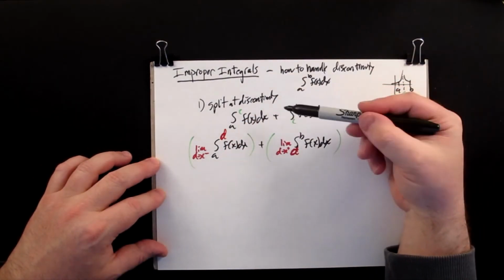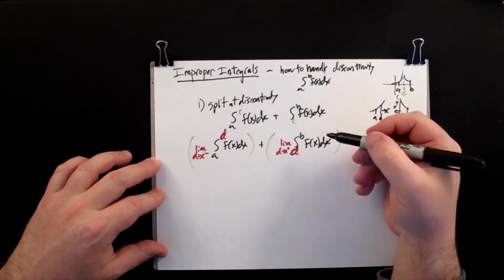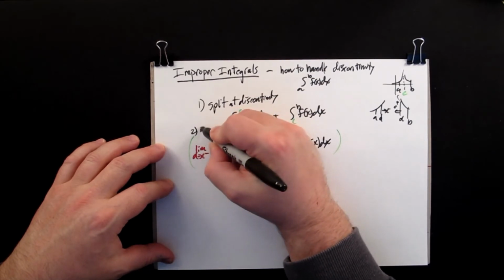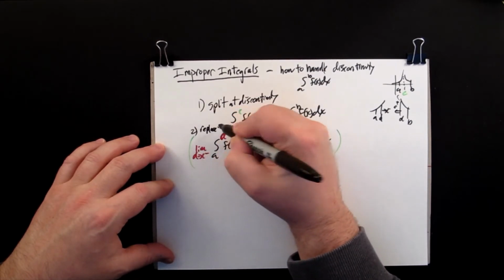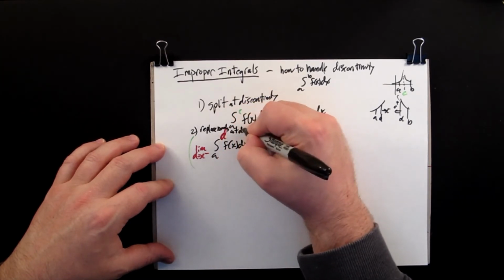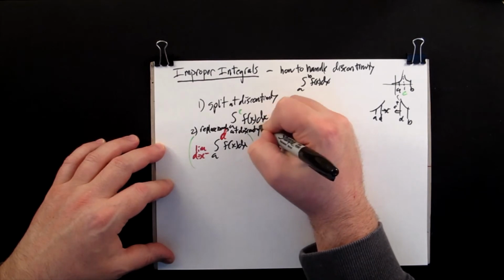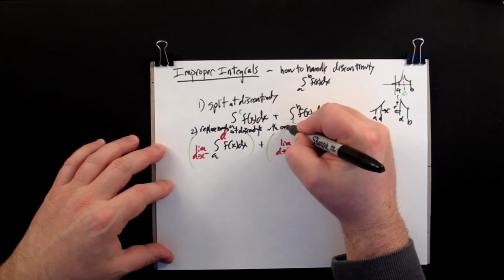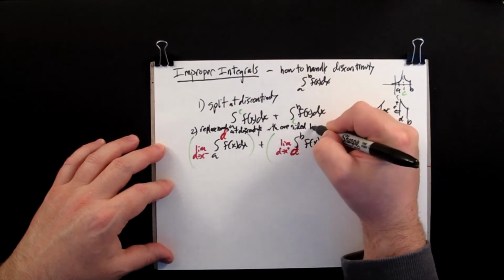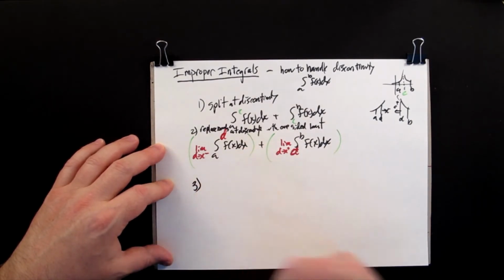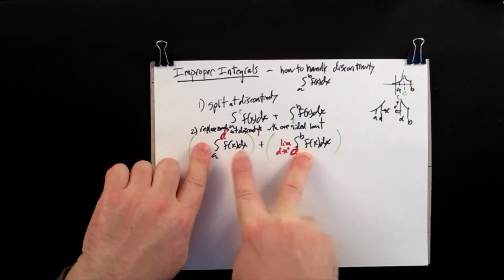Okay, so you split at discontinuity, then you write each of these as a limit. So you replace bounds at discontinuity with the appropriate one-sided limit. Typically then evaluate these integrals leaving this limit alone.